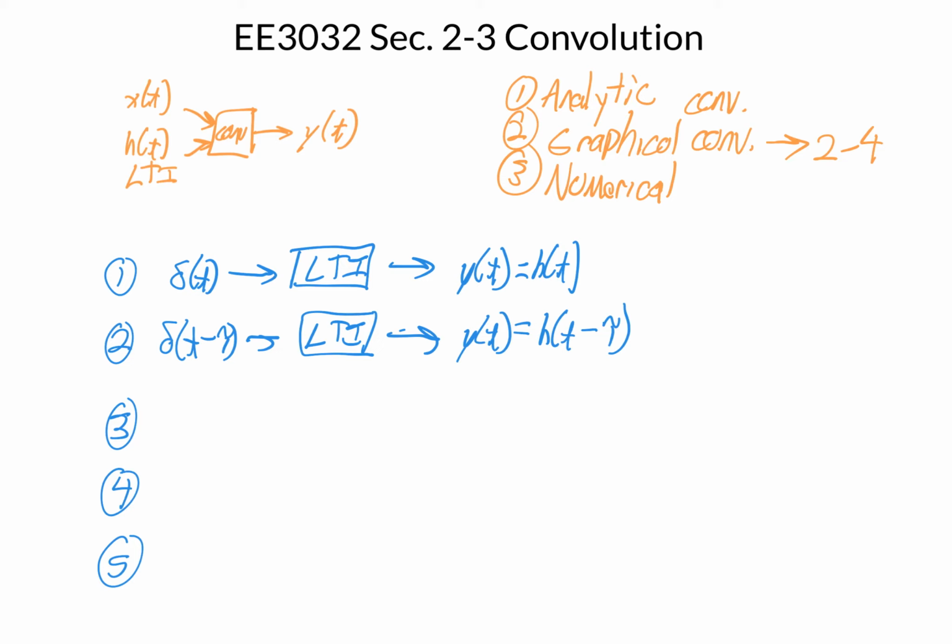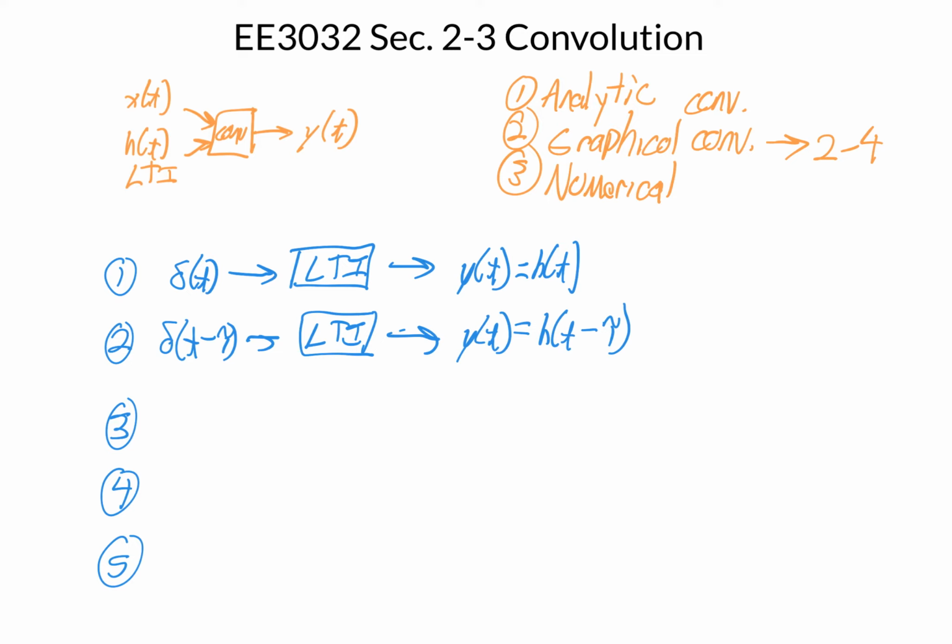If the system has those properties, that's what enabled us to calculate h of t, the one impulse response for the system in the first place. And those properties are also what allow us to go through the steps of this derivation. And at step 5, we're going to get one of the most important formulas in all of signal processing.